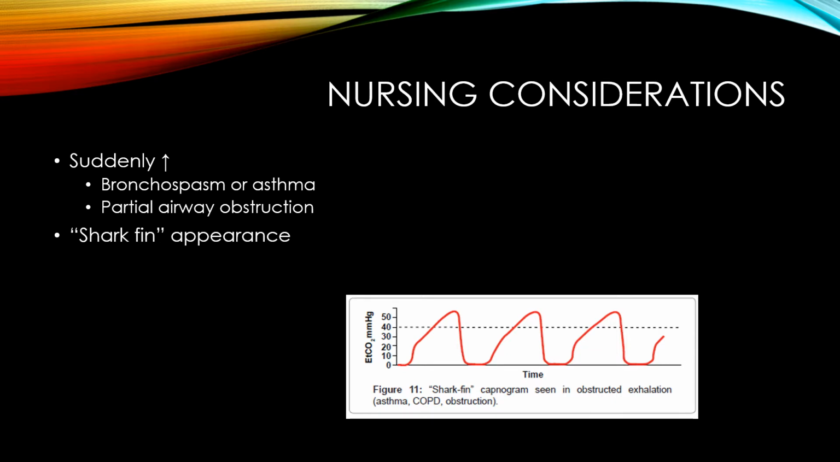It produces changes in the ascending phase, which is phase 2, with a loss of the sharp upslope. And it also alters the alveolar plateau, which is your phase 3, producing the shark fin. So again, if you have someone that's having an asthma attack or a bronchospasm and you have them on the end tidal CO2 monitor, you will more than likely see this shark fin appearance.